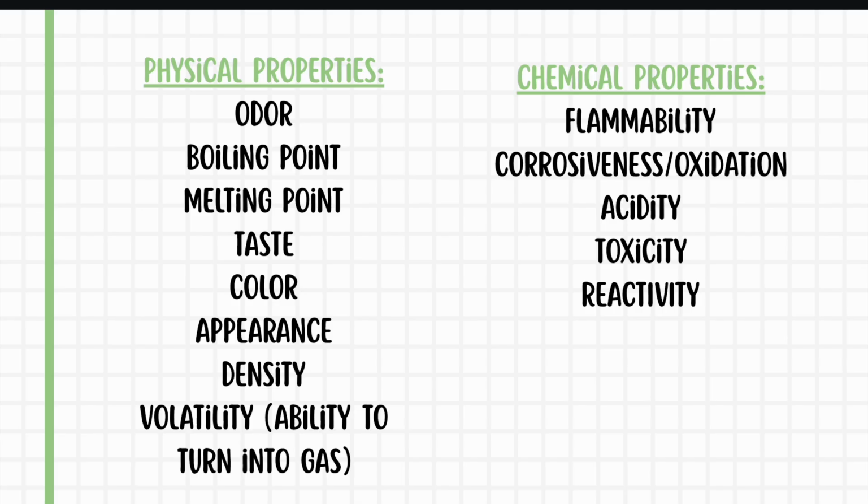Boiling point, melting point, and volatility, which is the ability to turn into gas, are also physical properties because all you're doing is changing the state of matter. You're not changing the chemical bonds. In chemical properties, however, you are changing the arrangement of these atoms and molecules, right? So examples include flammability, corrosiveness, oxidation, acidity, toxicity, and reactivity.